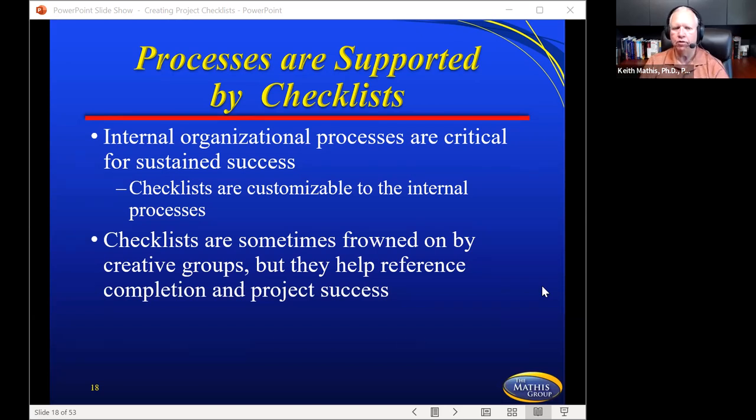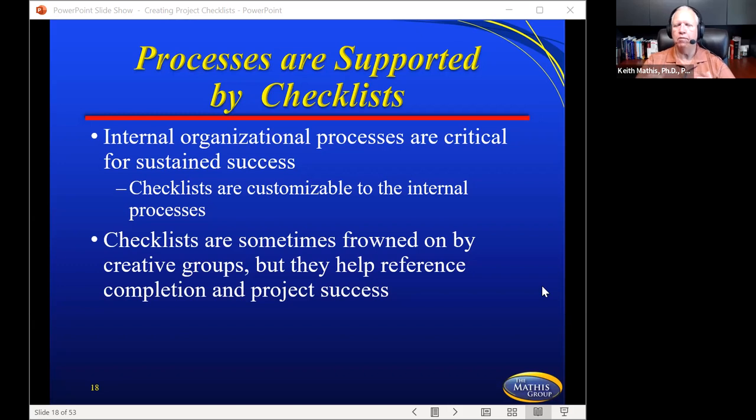They're sometimes frowned on by creative groups. They feel like it puts them in a box, but you're not trying to use the checklist with the creative group, even though you probably could, to spur people on in creativity with some things and surround them with a cocoon to be able to work. But checklists are normally done for repetitive actions. They're normally done for those things that other people are going to be following behind us having to do.